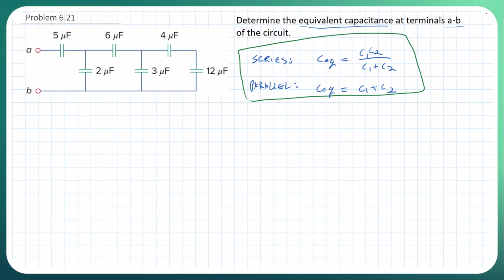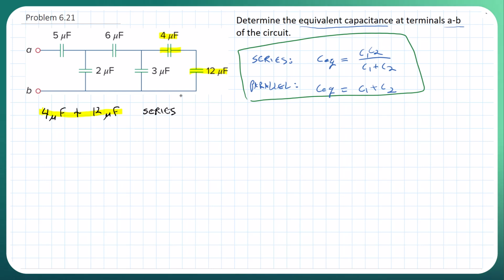So let's work from the right and we'll go backwards. First thing here, I see I have this capacitor and this capacitor. So we have the 4 microfarad and the 12 microfarad capacitors. They're in series. So I'm going to go ahead and write this down. The 4 microfarad and 12 microfarad, these guys are in series.